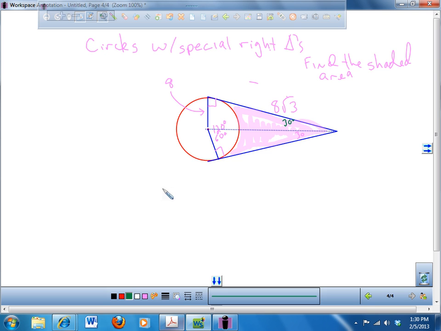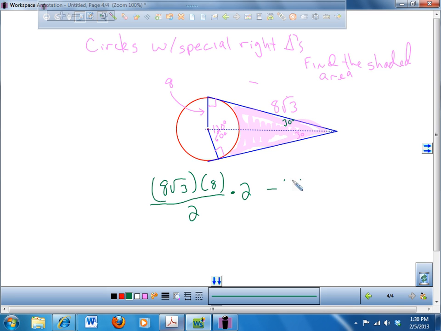So the area of one of those triangles would be 8 root 3 times what? 8. Because if it's a right triangle, you can multiply together the two sides that are perpendicular to each other. So the area of one of those triangles is 8 root 3 times 8. But how many of those triangles do I have? 2. So you don't have to divide by 2.